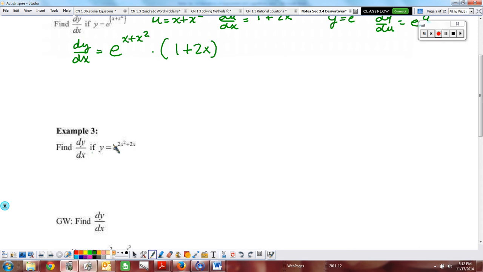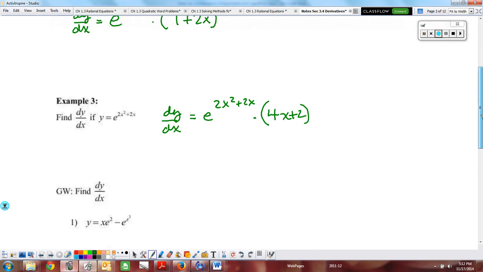Another example, I'm not even going to do the u's this time. I'm just going to say what's the derivative. dy dx would be e to the u times the derivative of u, 4x plus 2, and we'll put parentheses so we know that we're multiplying.